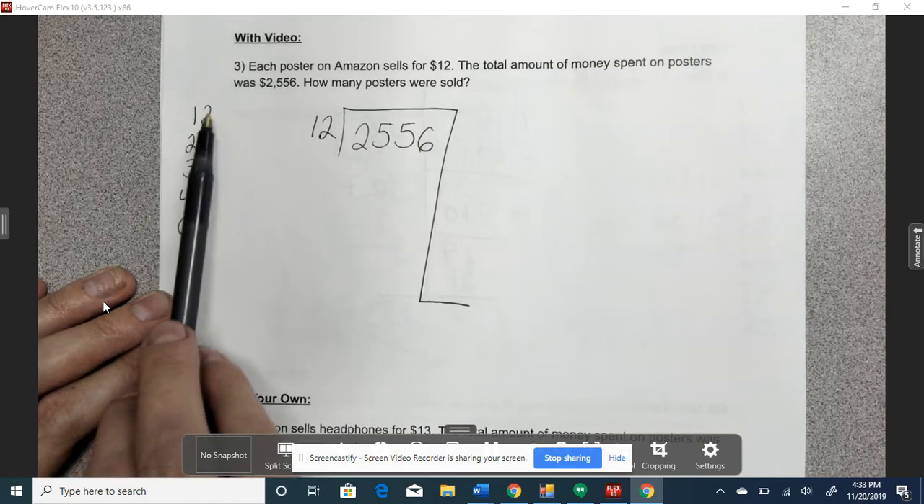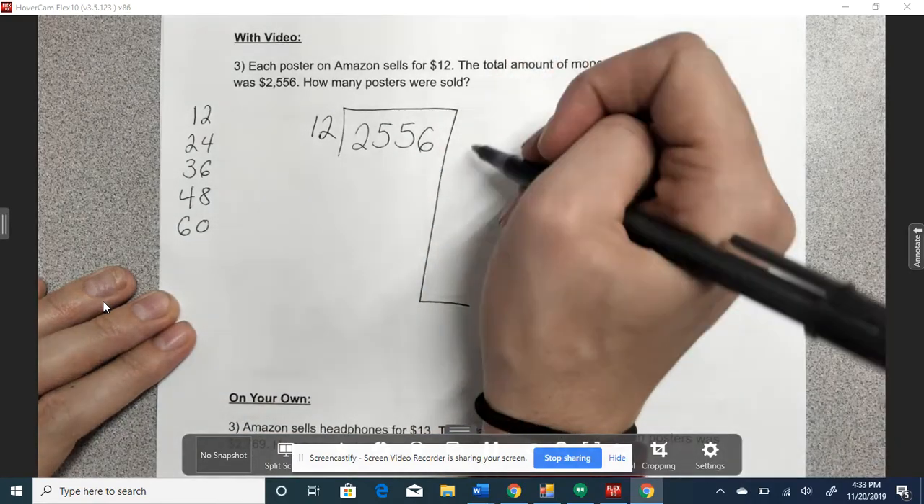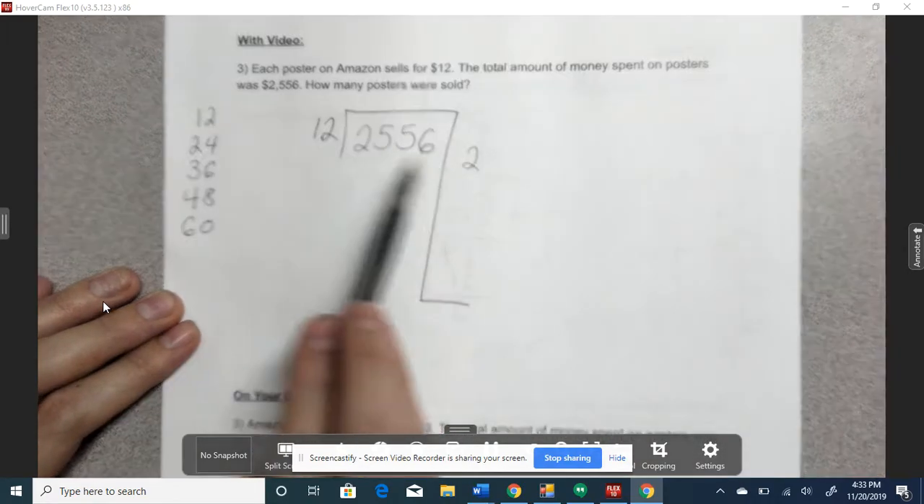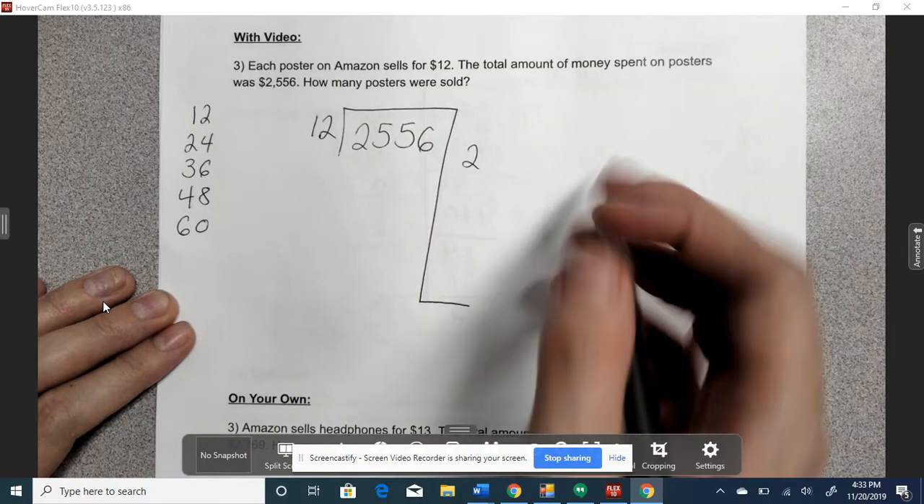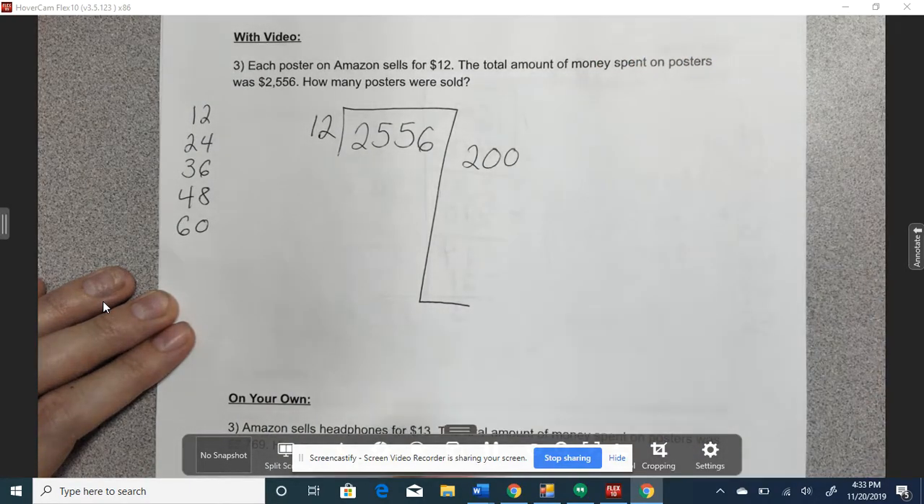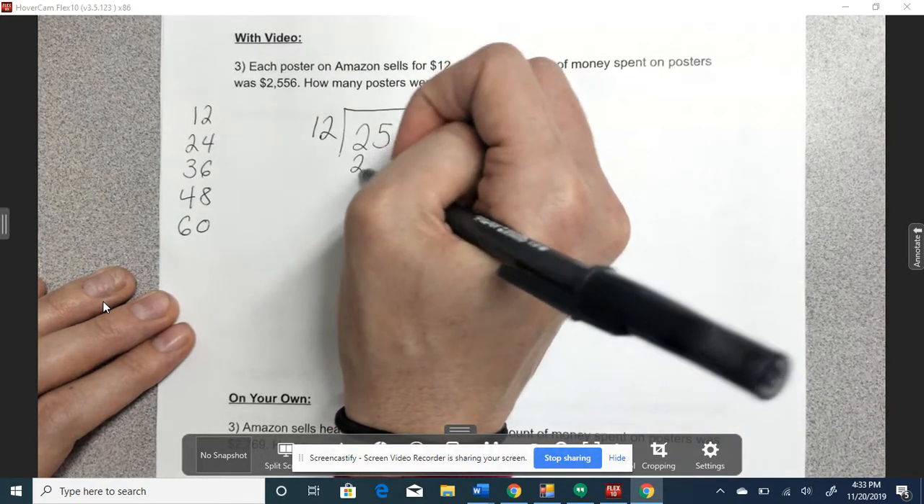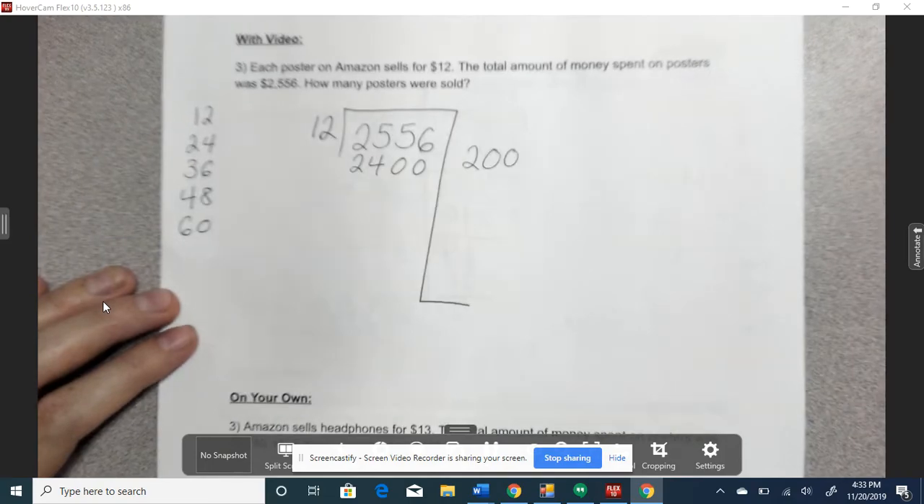So 24 is my second multiple. I'm going to write 2 over here. But 12 times 2 is 24, and I wanted 24 hundreds. So I'm going to be multiplying by 200. 12 times 200 is 24 hundreds. There we go. So now we're going to subtract.